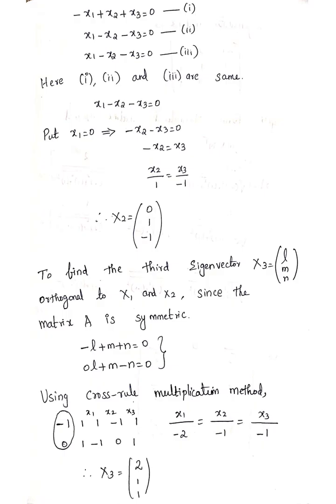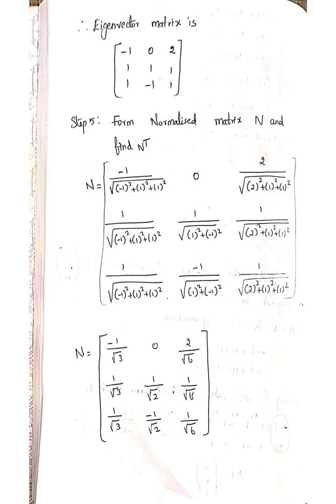Now we get the values of x1, x2 and x3. Now the eigenvector matrix is formed column-wise. The first column is x1, the second column is x2, the third column is x3. After that, step 5.